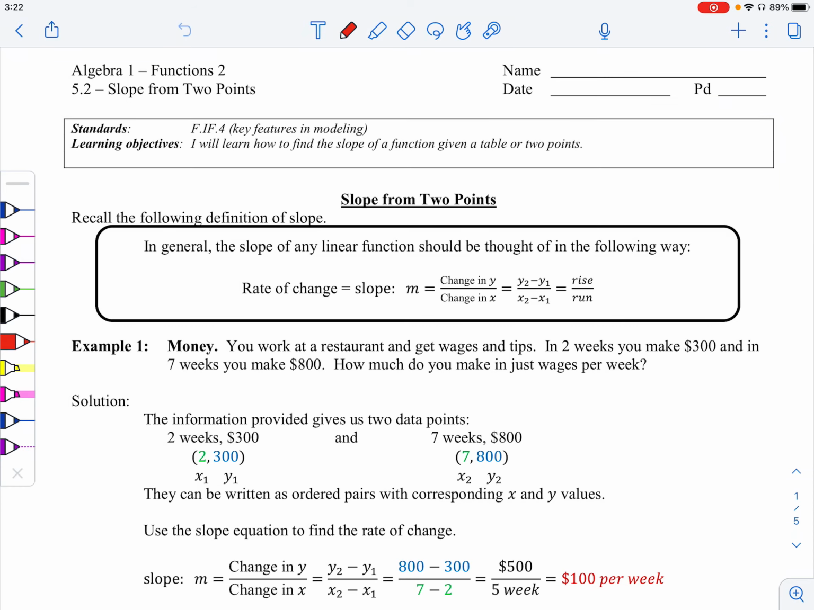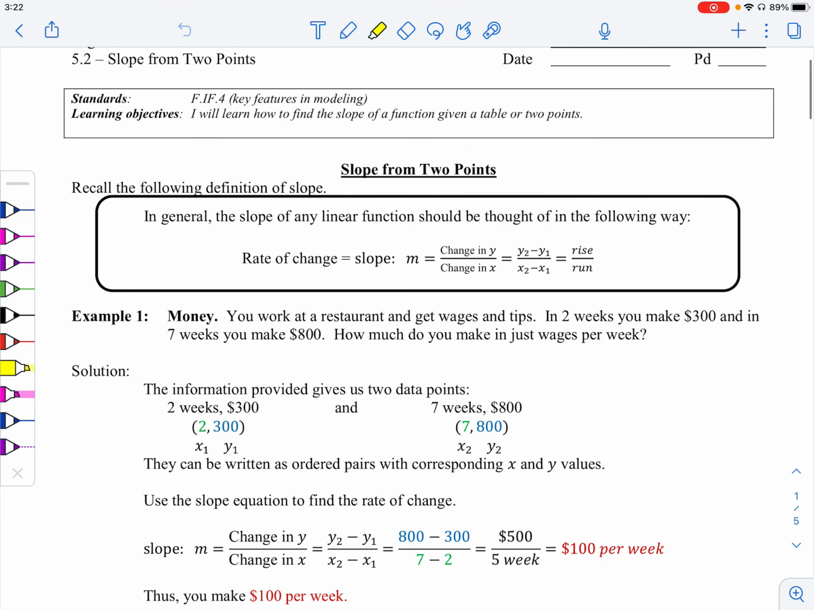Welcome everyone. This is 5.2, slope from 2 points. We have our graph or our slope from 2 points given 2 points. So here's our standard, right? I have 4 key features in modeling. We want to learn how to find the slope of a function given a table or 2 points.